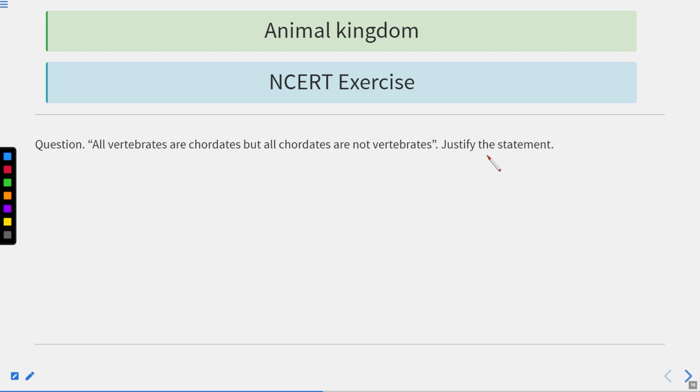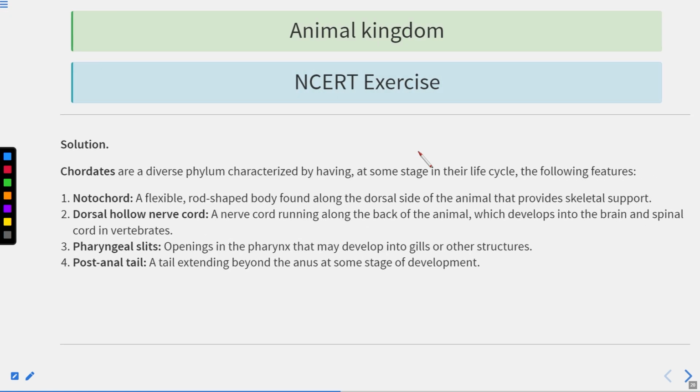Here comes the next question. What does the next question say? All vertebrates are chordates, but all chordates are not vertebrates. Justify the statement. Very, very important question. All vertebrates are chordates. It means that chordates have some special features. But all chordates are not vertebrates. So let us see the solution of this.